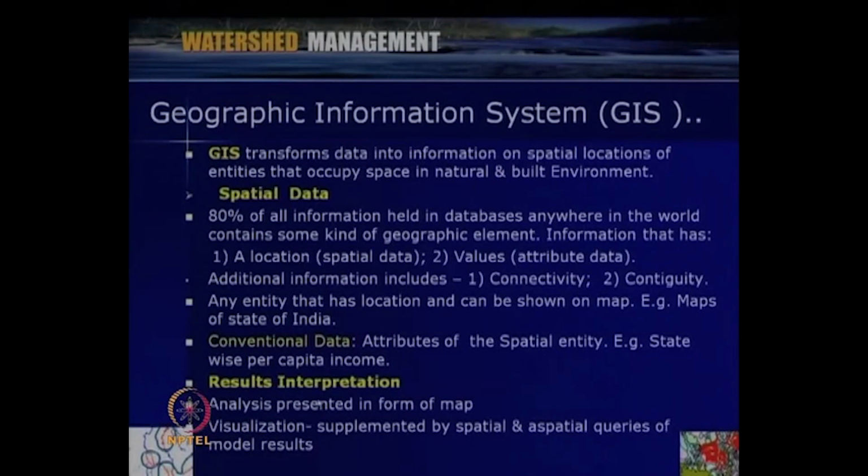And then we have to put it in a visualization model. Visualization comes from the computer output. This can be supplemented by spatial and aspatial queries of model results. So, whatever different types of data inputs we give, we process them within the computer or the software, and then we create various outputs, either in map form, spatial variation form, or spatial queries as the model results. That way the geographic information system, or GIS, works.